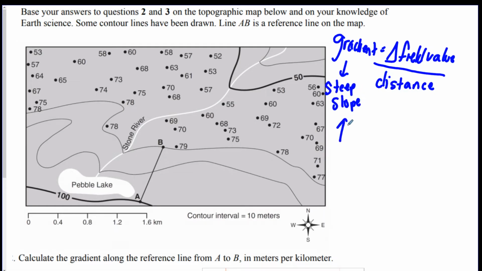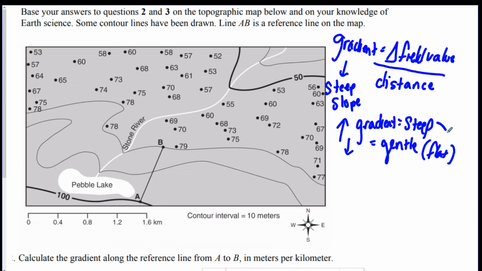So if it's a high gradient, that would mean you have a steep slope. And if it's a low gradient, that's a gentle slope, meaning it's flat. And steep would mean it's like a really big hill. It changes elevation in a short amount of time, so that would be like a cliff or something like that.